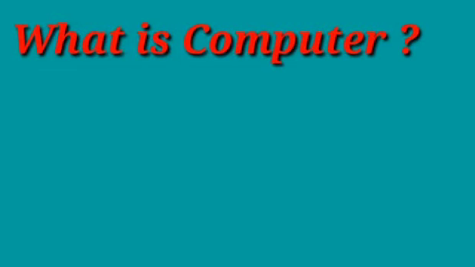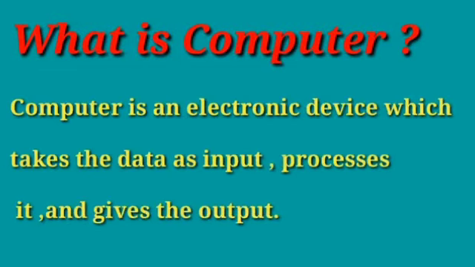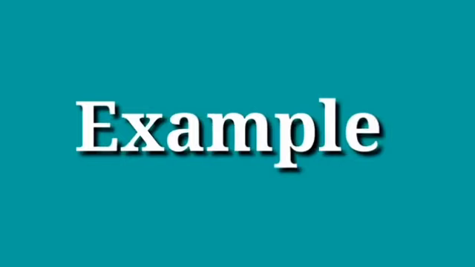Before I discuss the features of computer, let us see what is computer. Computer is an electronic device which takes the data as input, processes it and gives the output. The instruction given by the user to the computer with the help of input device is data, which is raw, unprocessed facts and figures. Then it is processed with the help of the processing unit of the computer, which is CPU, also known as the brain of computer. And once the data is processed, it becomes the information which is given to the user as output with the help of output device.